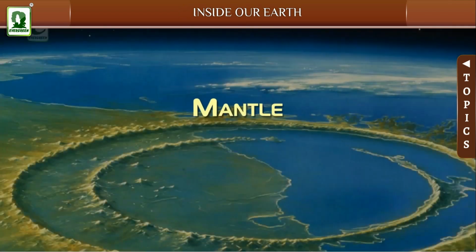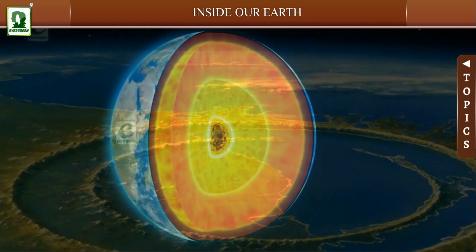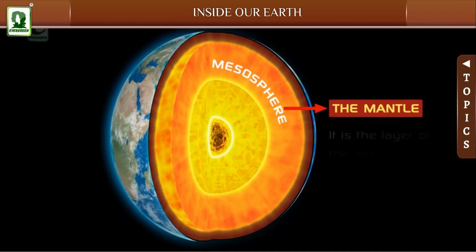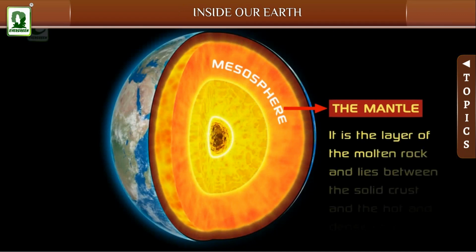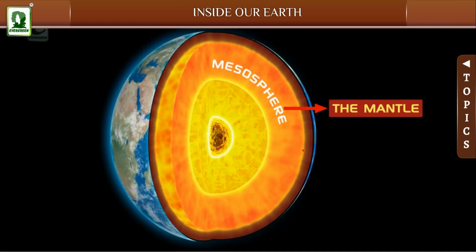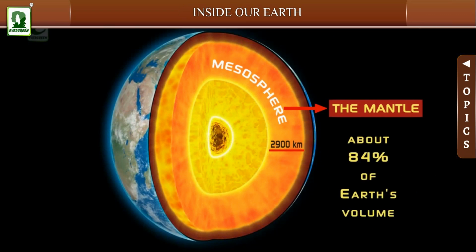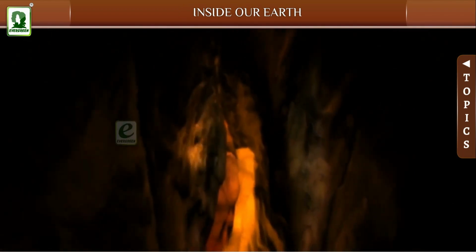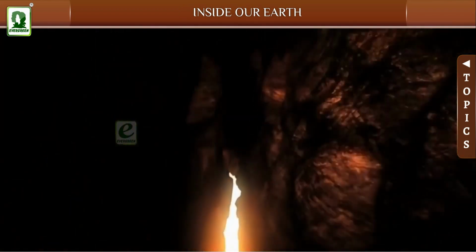Mantle. The mantle is a layer between the crust and the outer core. It is also known as mesosphere. It is the layer of the molten rock and lies between the solid crust and the hot and dense core. With an average thickness of 2,900 kilometers, it constitutes about 84% of Earth's volume. As we go deeper inside the Earth, the temperature rises by 1 degree centigrade every 32 meters.